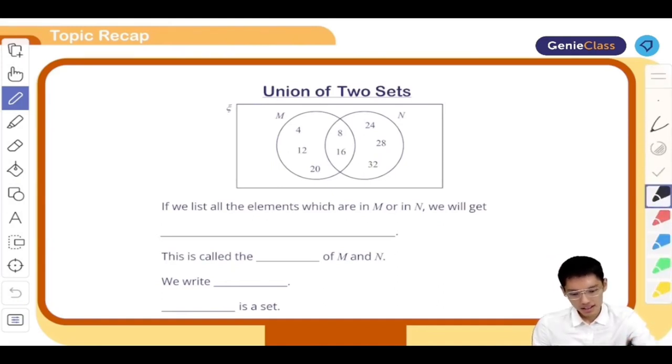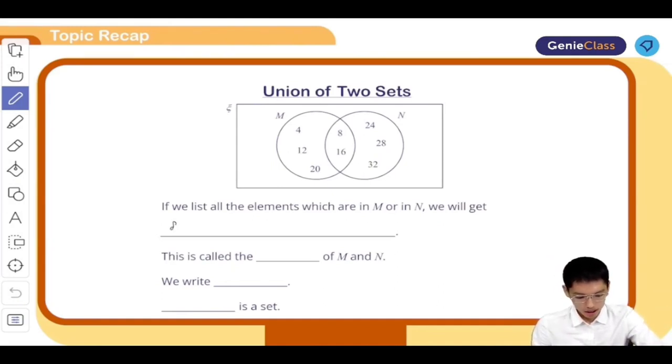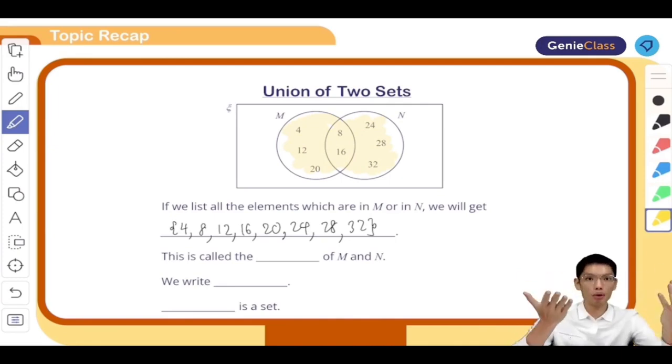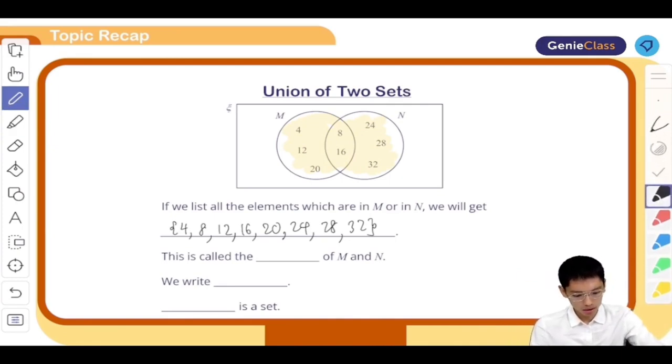All right. In this case, we list all the elements over here, 4, 8, 12, 16, 20, 24, 28, and 32. This is what we call the union. And in fact, the union is basically me shading every single element inside over here. It's either M or N or both. This is what we call the union over here. Now, in this case, we write M union N, and this is what we call a set.